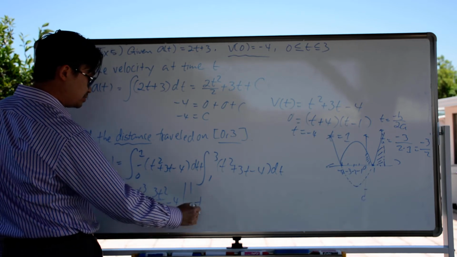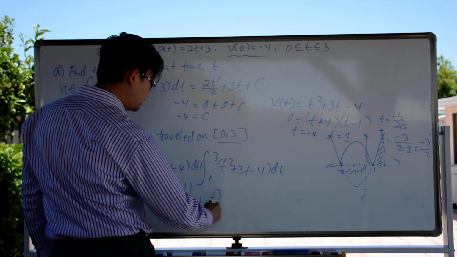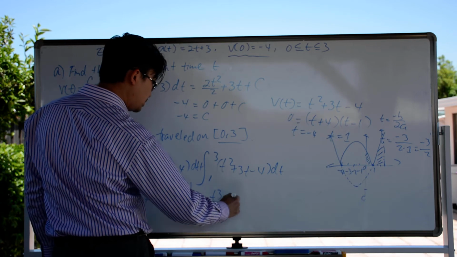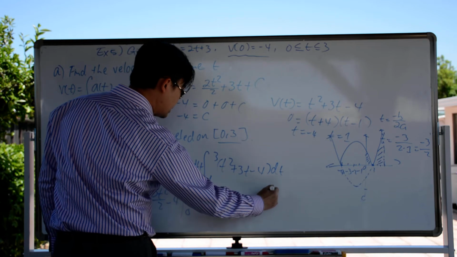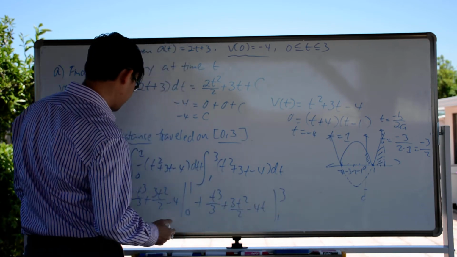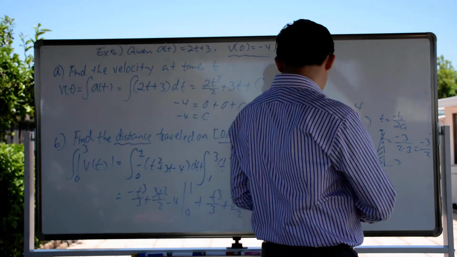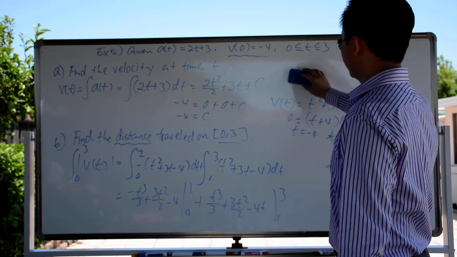And then here's another part. So t cubed over 3 plus 3t squared over 2 minus 4t, integrated from 1 to 3. Okay? So I need more space, so let me just erase this here.